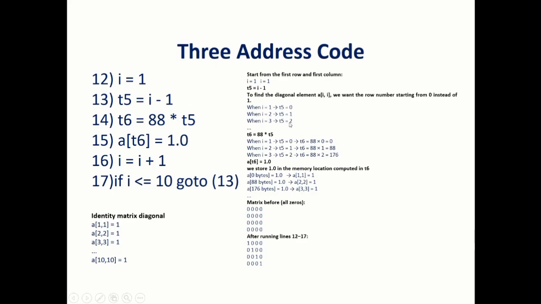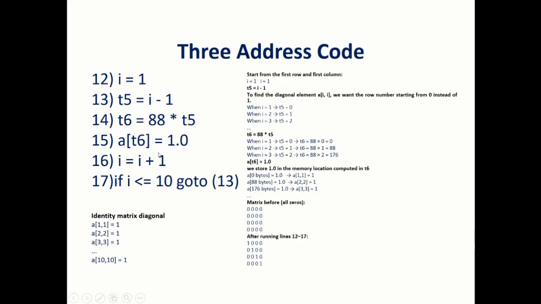After that, compute 88 with I minus 1. When I value is 1, you will get 0. Then T6 equal to 88 into 0 is 0. When I value is 2, T5 becomes 1. Then you multiply it with 88, you will get 88. When I value is 3, T5 value going to be 2. Then T6 equal to 88 into 2. You will get 176. After that, a of t6 equal to 1.0.